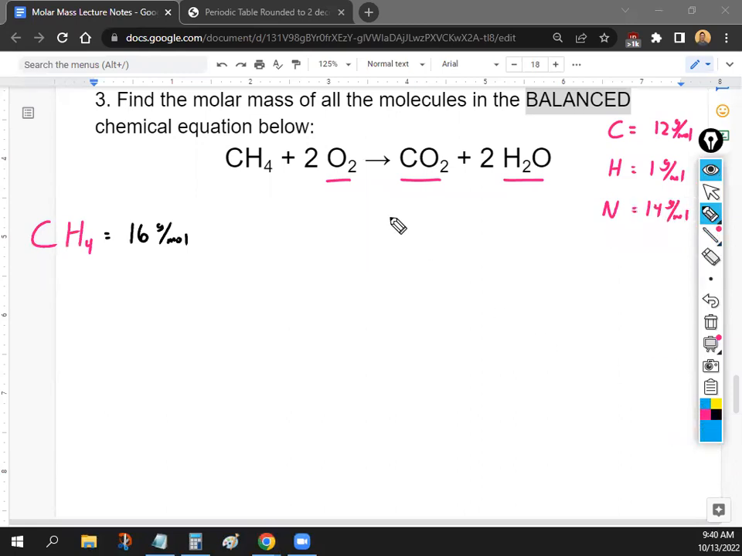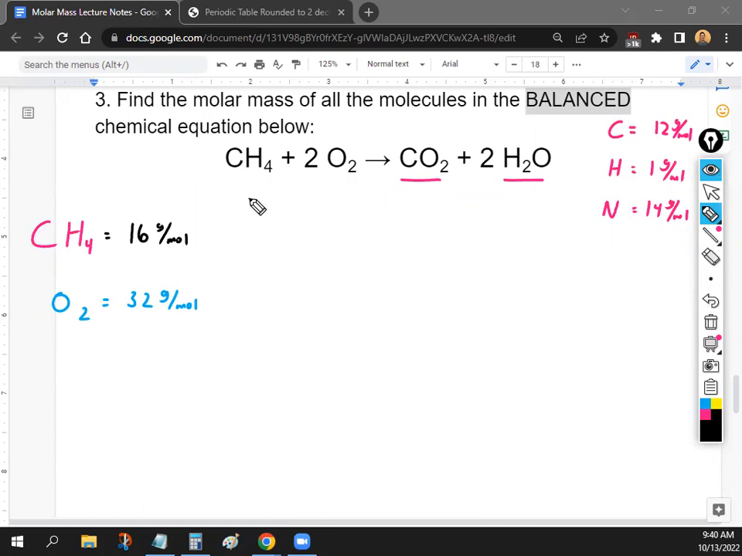All right, let's move on to the next one. The next molecule is O2. Okay, O2 is made out of 2 oxygens. So 16 times 2, or 16 plus 16, is 32. We got 32 grams per mole. Okay, now, yeah, the 2 is what might trip you up, but the 2 just tells you how many you need to balance it. It has nothing to do with the molar mass.